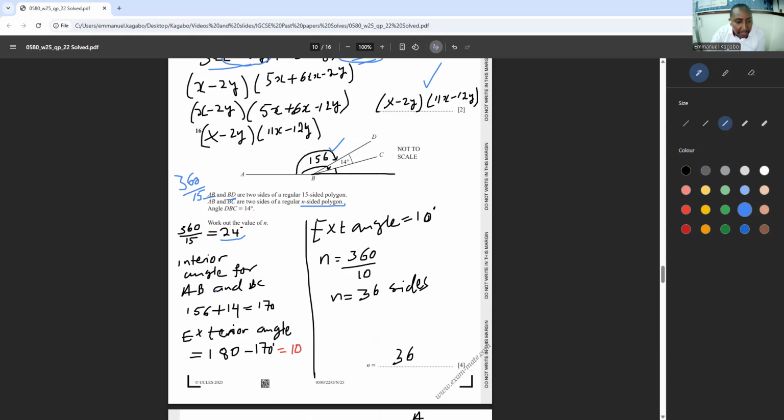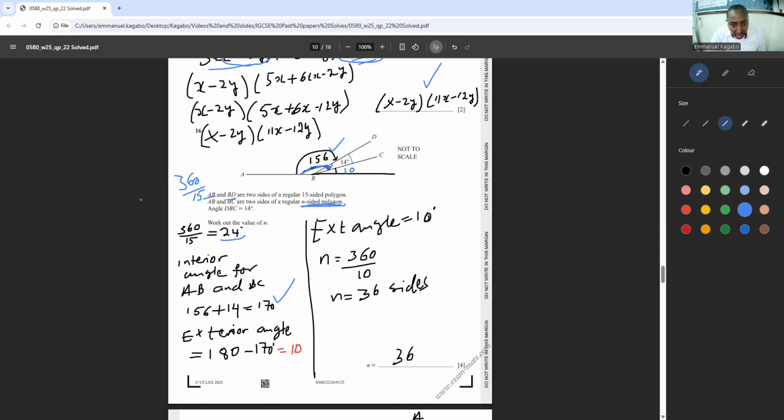Do you understand, guys? Now, for the second one, its interior angle goes all the way here. That is all of its interior angle. So it's 156 plus 14, and that is the interior angle of this n-sided polygon. Now, what is the exterior angle here? The exterior angle here will be 10 degrees because angles on a straight line add up to 180. Normally, one interior angle plus one exterior angle should always give you 180 degrees because they make a straight line.